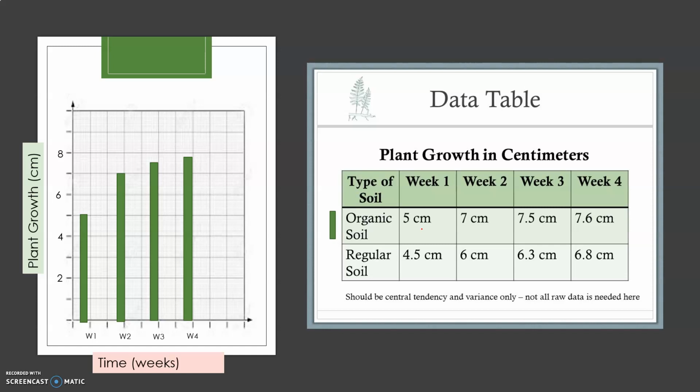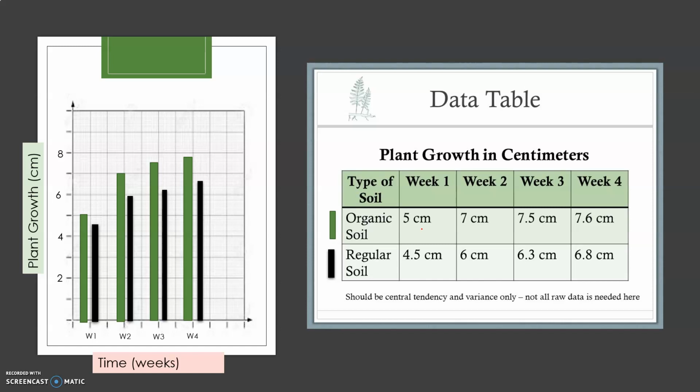Next, we will be plotting the plant growth in regular soil, and I chose a dark green color for that. Week 1, it's 4.5 centimeters, week 2 is 6 centimeters, week 3 is 6.3, and week 4 is 6.8. Now look at the graph and you tell me, in what type of soil did the plant grow better? Clearly in organic soil, right?